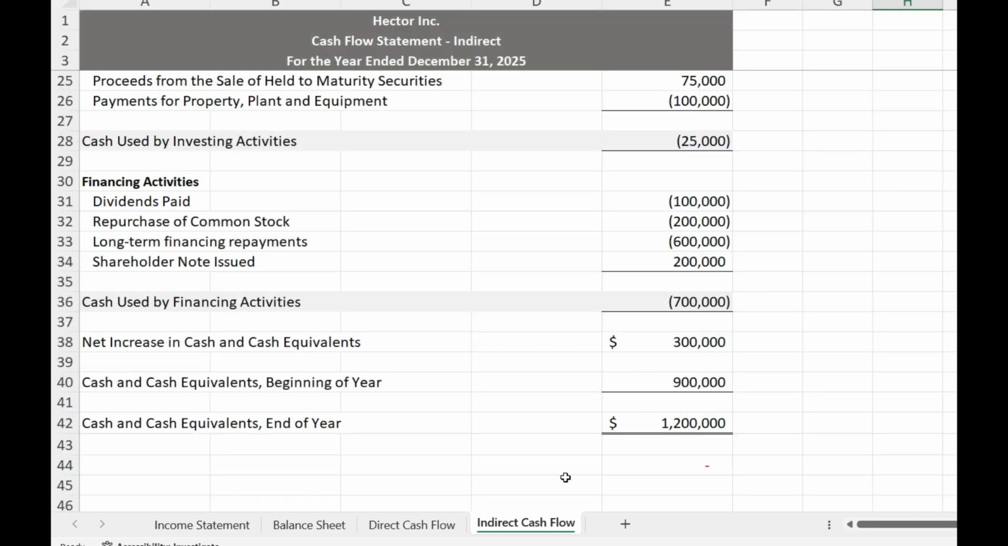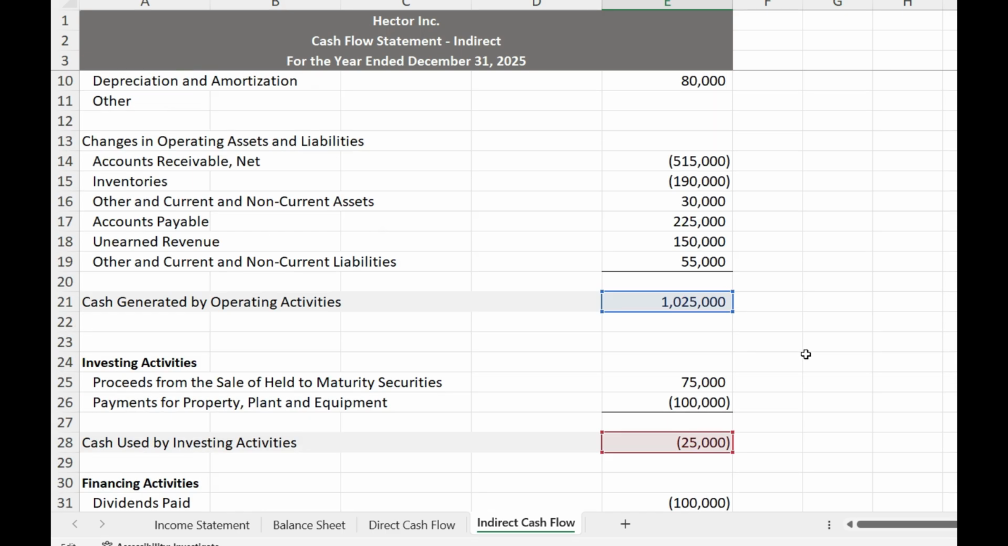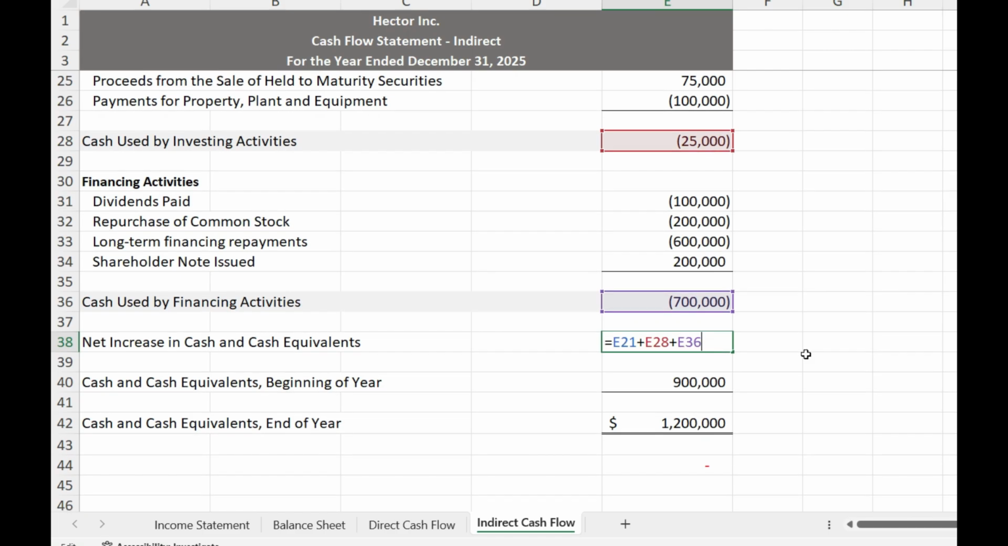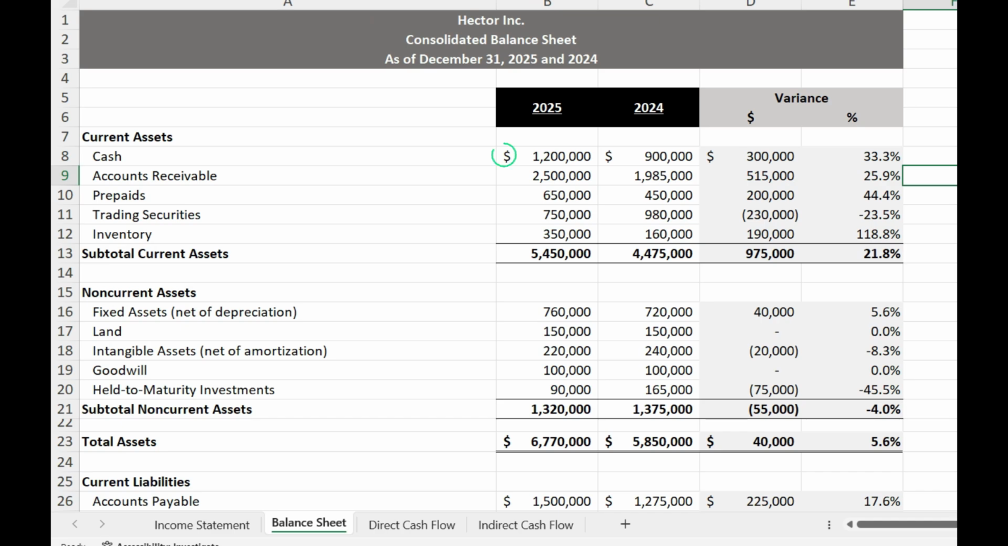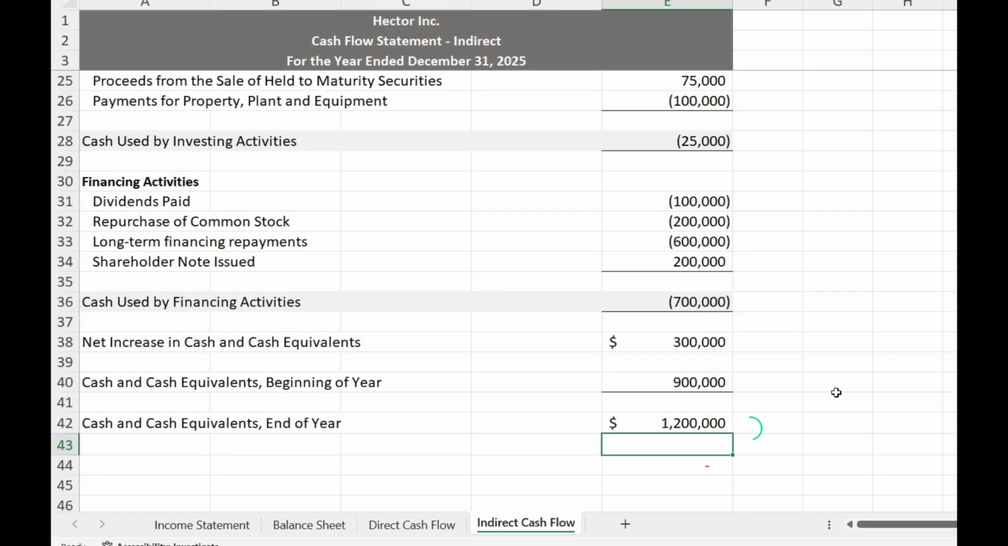So now we have all our pieces. We have our operating cash flow, our investing cash flow, and our financing cash flow. So when we factor in those three pieces, we get a net increase in cash and cash equivalents cash flow of $300,000. And when we add that to our beginning cash from the balance sheet, we're going to get our ending cash on the balance sheet of $1.2 million. And you'll see the ending cash flow agrees to the balance sheet.